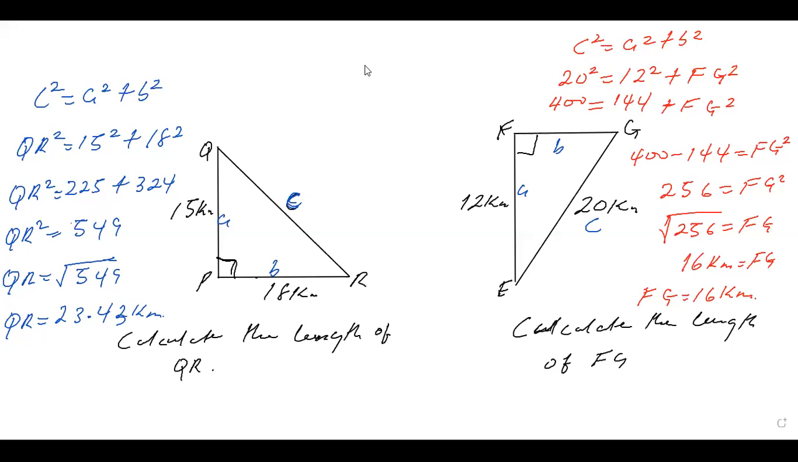In summary, we use the Pythagoras theorem when we are given any two sides of the right-angled triangle and we have been asked to find the third side. What is the formula? The formula is always C squared is equal to A squared plus B squared, right? And always remember that C is always the hypotenuse, or the side opposite the right angle.